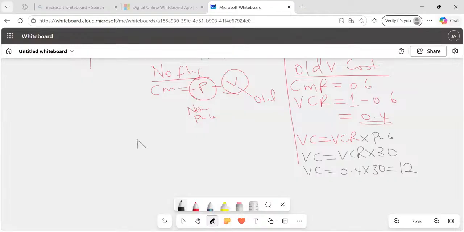How about the new selling price? The new selling price is the old price of 30 less 10%. Less 10% is akin to multiplying it by 90%. So 30 times 90% is 27, because you're getting a price reduction of 10% for us to be able to push these 110,000 no-fly units that we have, which are so many in the market. So this will be 27 minus the VC, which is 12. That's how we got our 15.